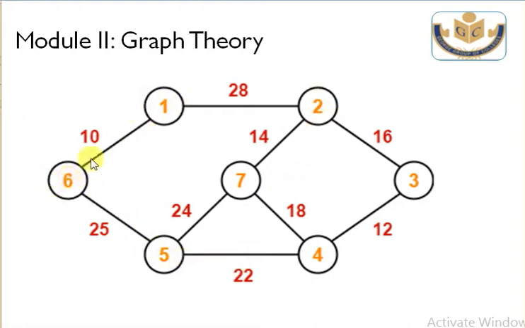From 6 to 1, 6 is a vertex, 1 is a vertex. The weight is 10. From 1 to 2, the weight is 28. Correct. Now the problem is how to apply Prim's algorithm to solve the problem.